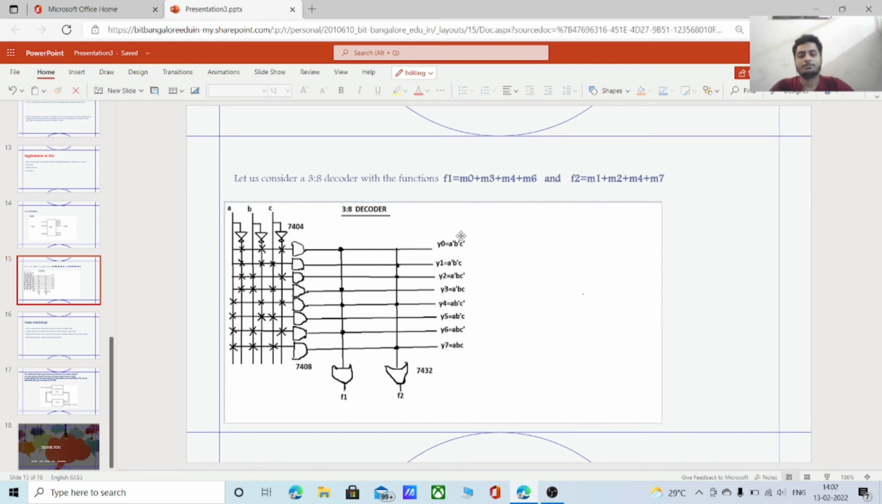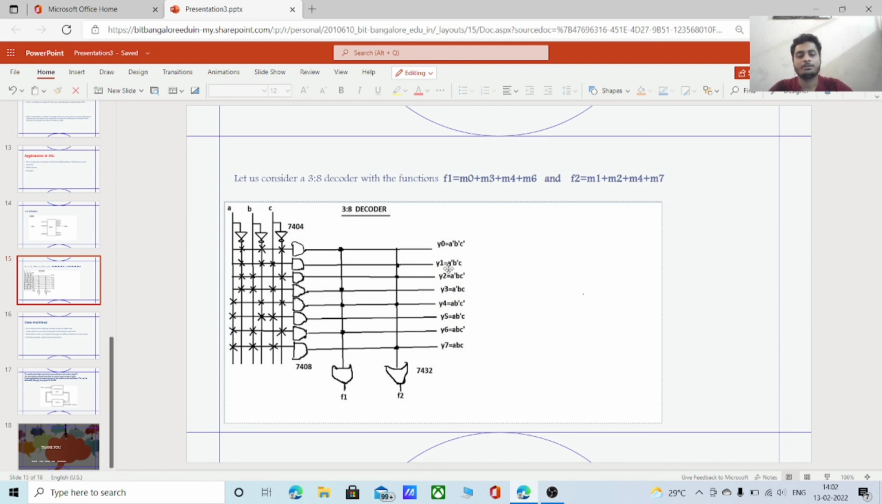The first term is A complement B complement C complement. Second is A complement B complement C. Third one is A complement B C complement. Fourth one is A complement B C. Fifth one is A B complement into C complement. Sixth one is A into B complement into C. Seventh one is A B C complement. Eighth one is A B C. Let's consider logic functions. F1 is equal to M0, M3, M4, M6, and F2 is equal to M1, M2, M4, M7.